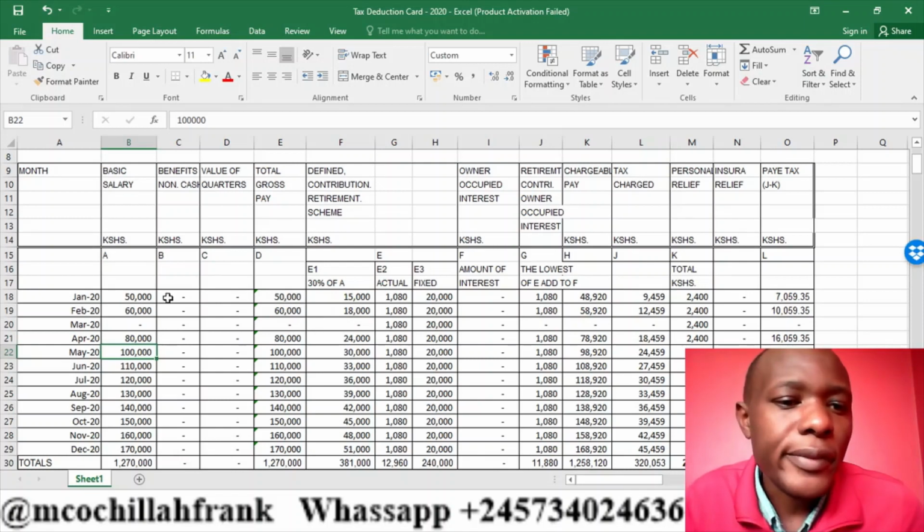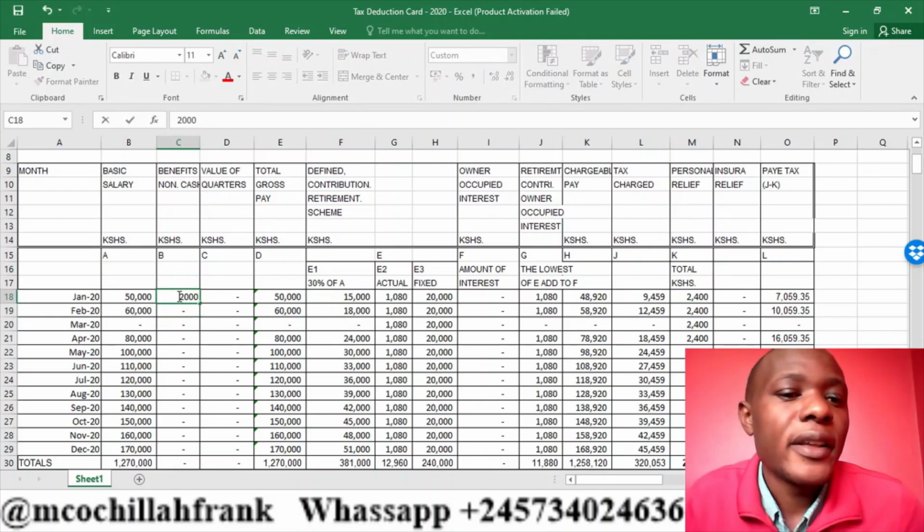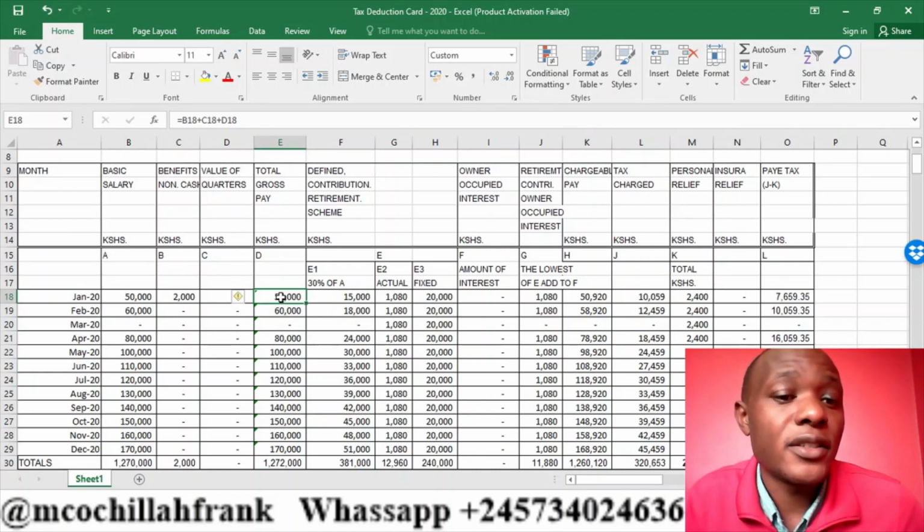So the non-cash benefits. Non-cash benefits is money that you received other than your basic pay, like you are paid overtime, you are paid incentives, you took goods worth more than 3,600 shillings home as non-cash benefits. You're supposed to record them here. So if you add the amount there, it adds to the figure that is your gross pay.